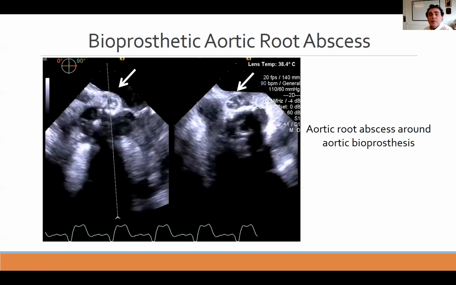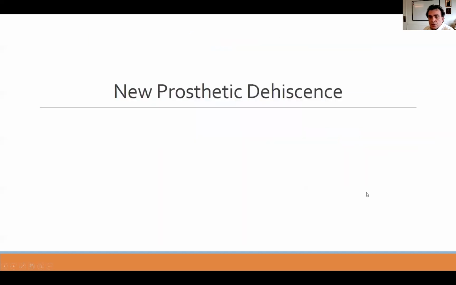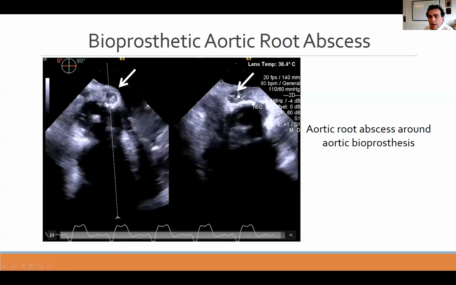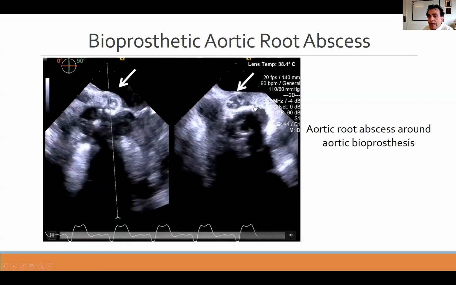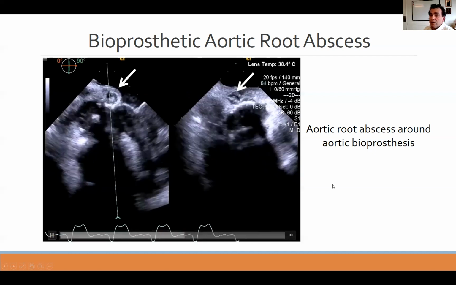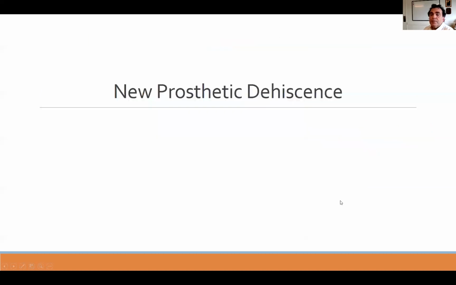Again, if I do a simultaneous biplane view, you see particularly in the short axis view a large echo density abutting the prosthetic valve, but with septation and echolucencies in it, characteristic of a periprosthetic aortic abscess.